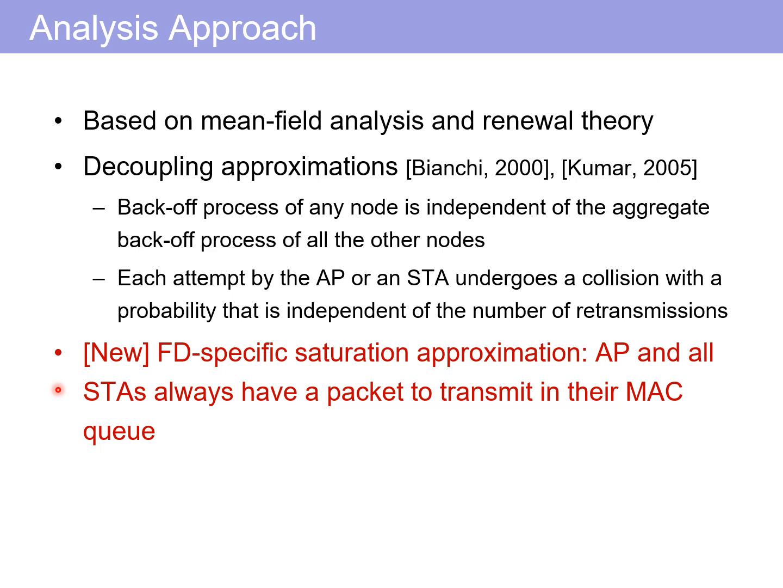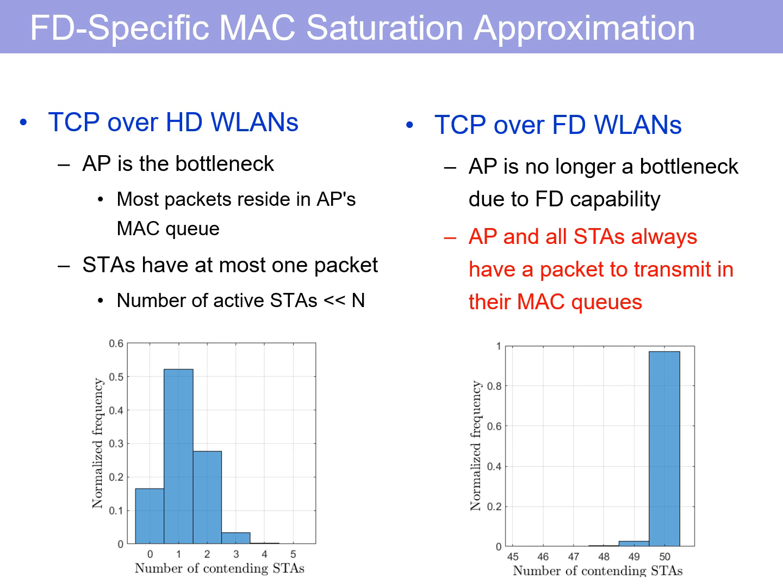This is a significant departure from the analysis of TCP over HD Wi-Fi, in which the stations are assumed to have at most one packet in their MAC queues, and it is shown that most stations do not have a packet to transmit with a high probability. We now validate our FD-specific MAC saturation approximation. In TCP over HD Wi-Fi, the AP is the bottleneck, and most of the packets reside in the AP's MAC queue.